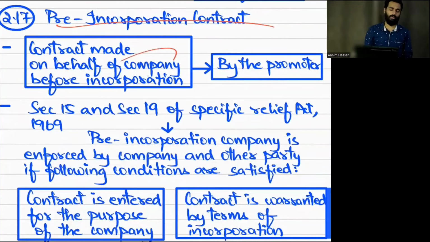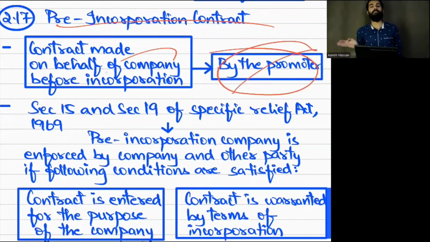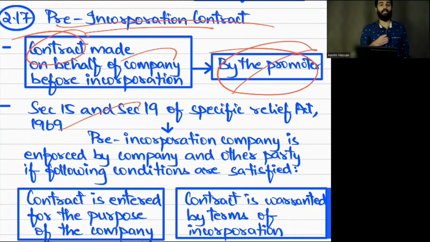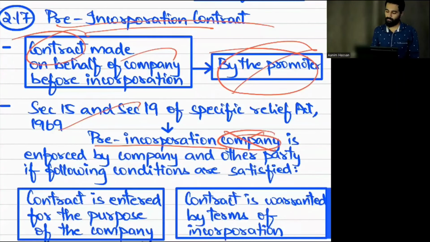Pre-incorporation contract. What is this contract? It is made on behalf of the company before incorporation, by the promoter. So before the company got incorporated, the promoter would have entered into a contract. It is called a pre-incorporation contract. How can that be enforced? Section 15 and Section 19 of the Specific Relief Act, 1969 say that a pre-incorporation contract can be enforced.